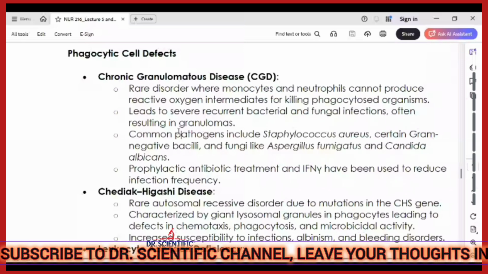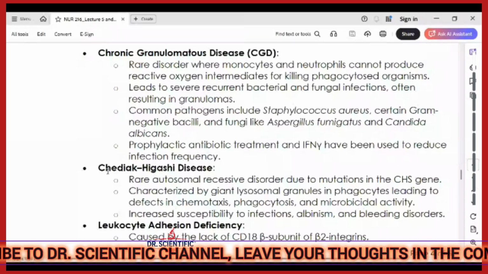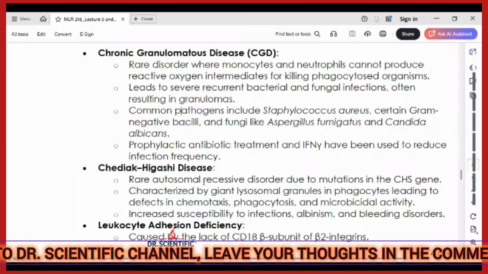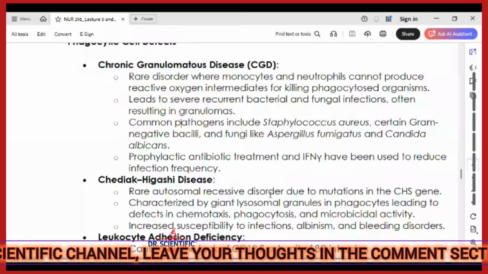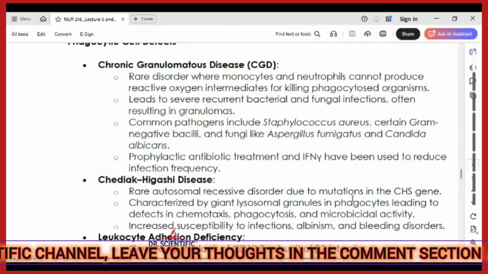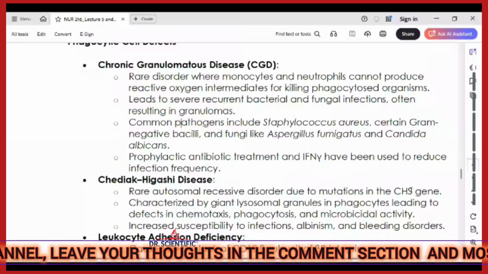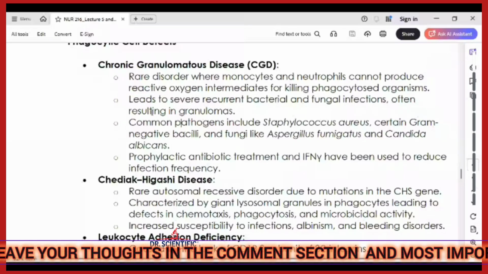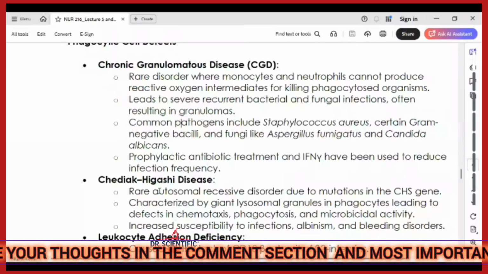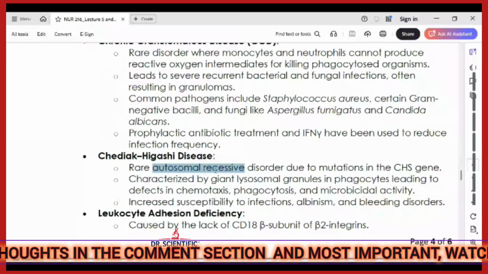Then we have this condition called Chediak-Higashi disease. This is a rare autosomal recessive disorder, and it results from mutations in the CHS gene. The good thing about these conditions is that they are rare, the two of them, and it's autosomal recessive.